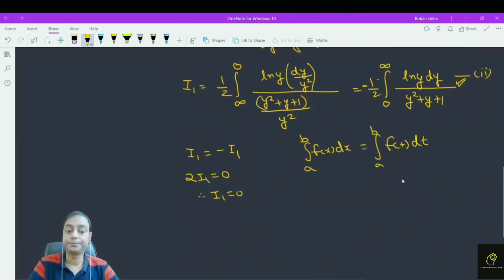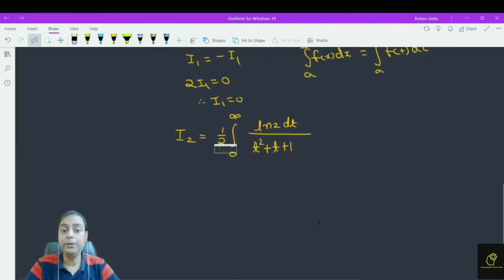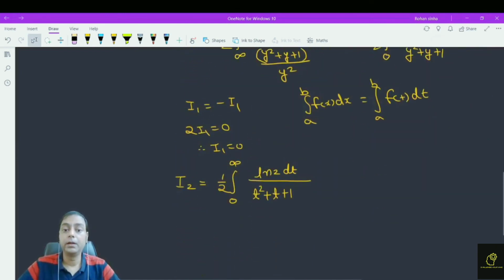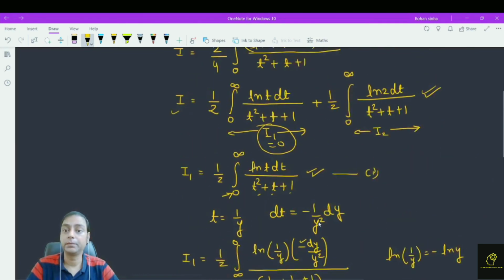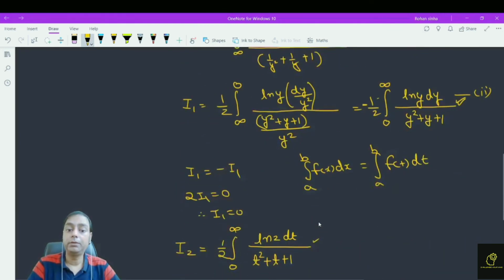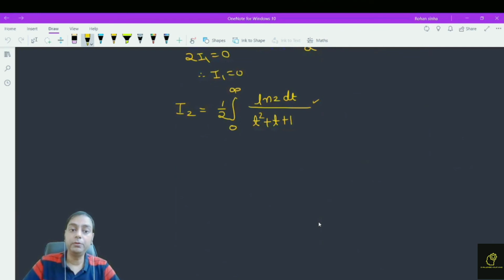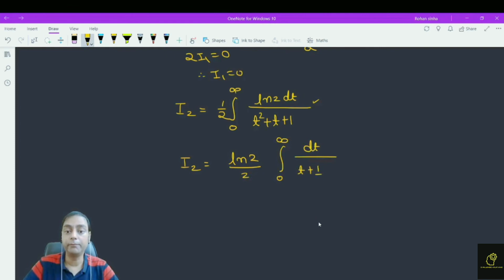So what is I2? I2 is equal to 1 by 2 times the integral of log 2 dt divided by t squared plus t plus 1, from this equation. This is our I2. Now log 2 is a constant, so we can take log 2 outside the sign of integration. So we find log 2 divided by 2, the integral from 0 to infinity of dt divided by, in the denominator, (t plus 1 by 2) whole squared plus 3 by 4, that is (root 3 by 2) whole squared.